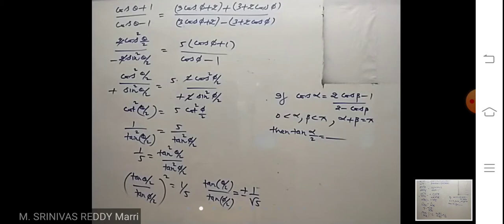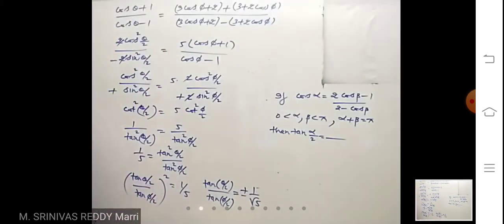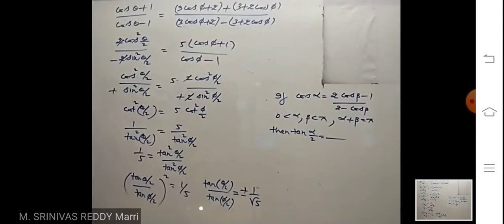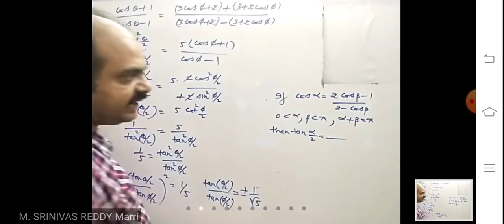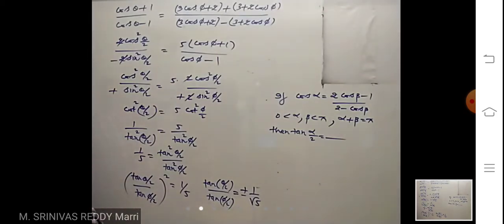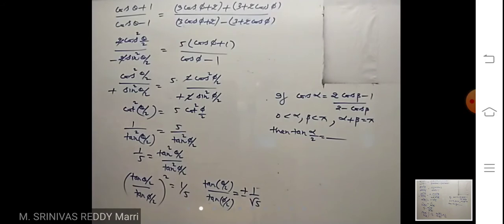Look at here. In the previous problem also it was the same. We have taken divided by 1. Now in the same manner, you can proceed taking by 1 and then applying componendo and dividendo. Let us try an alternate method for this.